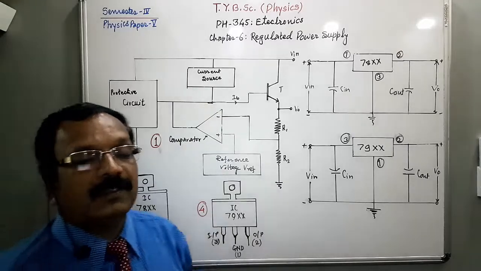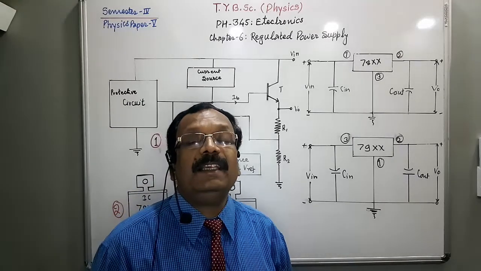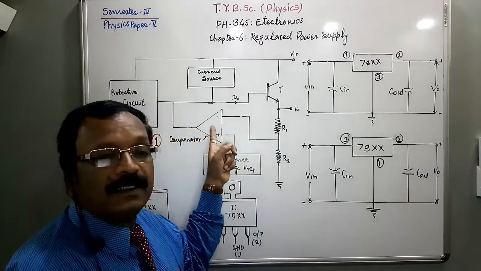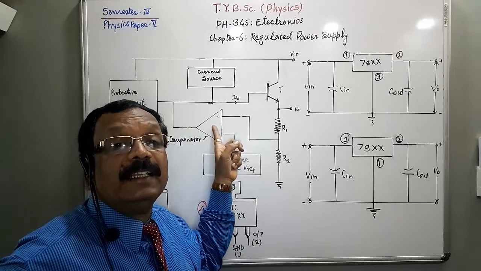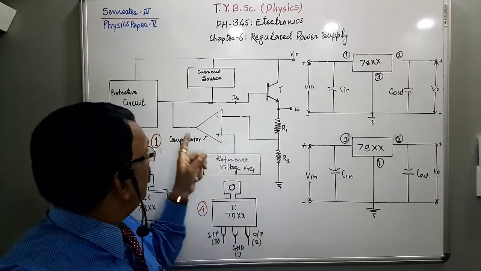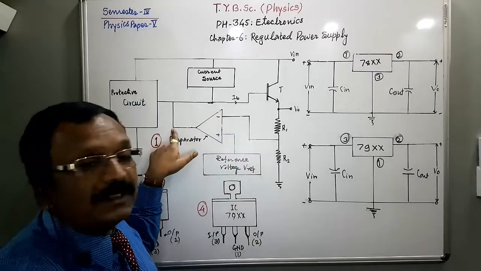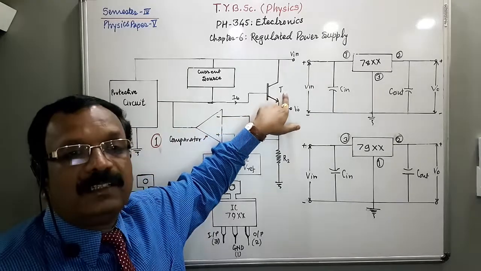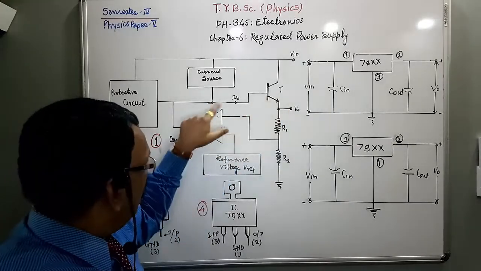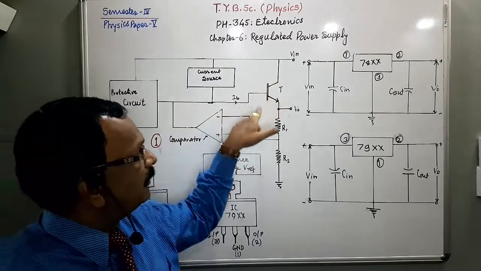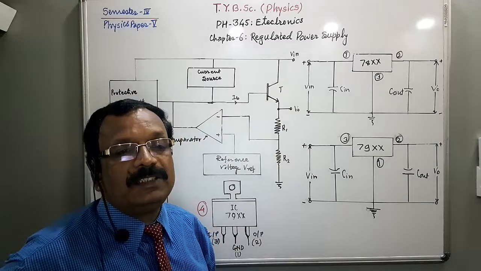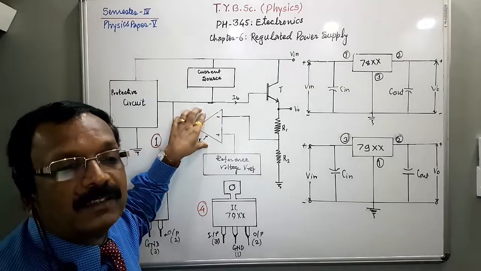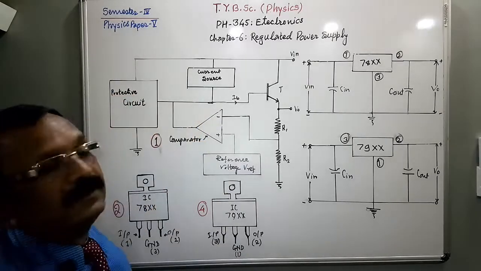This comparator is also called an error amplifier. The output of this comparator controls the series pass transistor T. Also, the output of this comparator controls the what? Protective circuit.